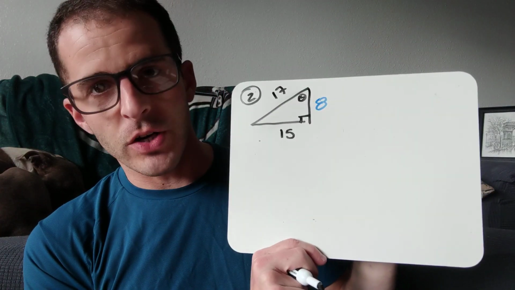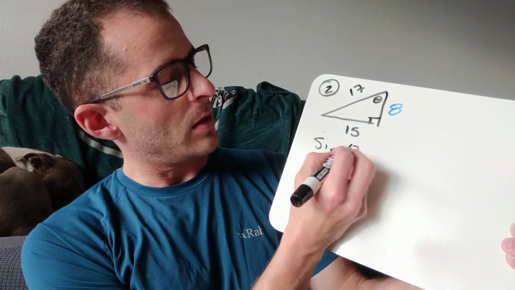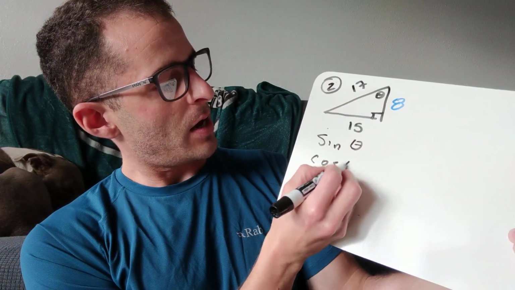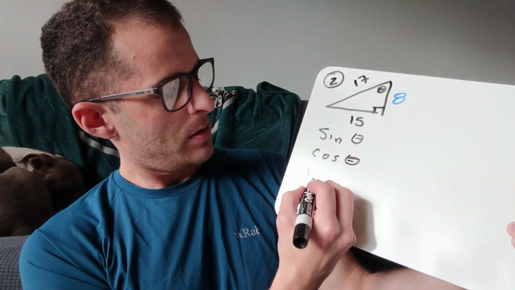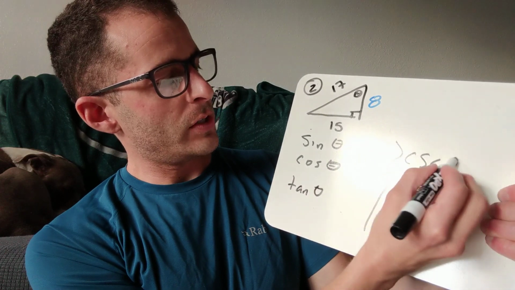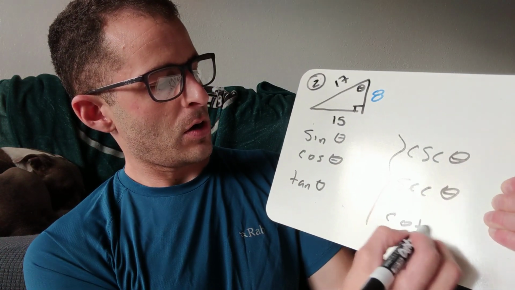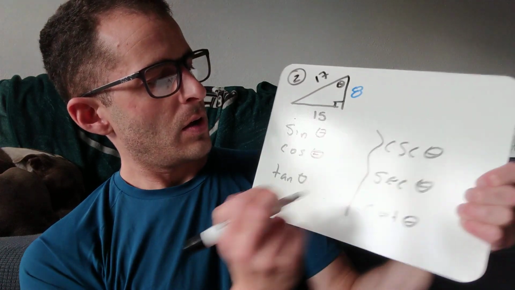Okay, directions say evaluate the 6 trig functions. So that means we make 2 columns automatically. Sine, cosine, tan, cosecant, secant, cotan. Okay?